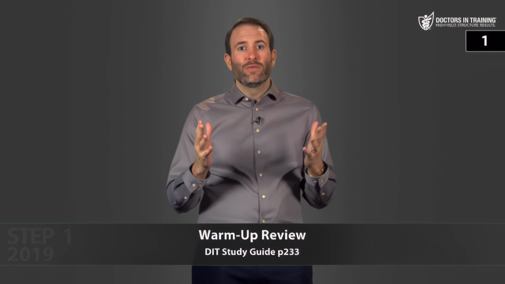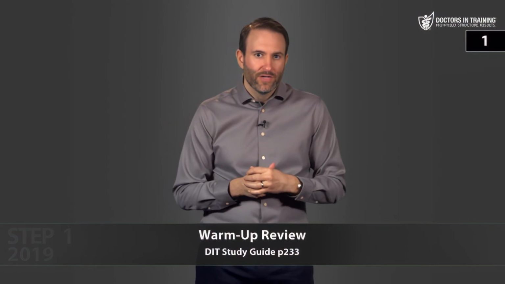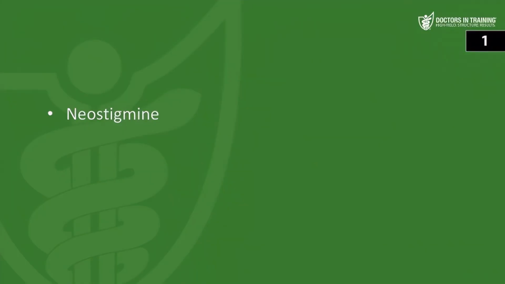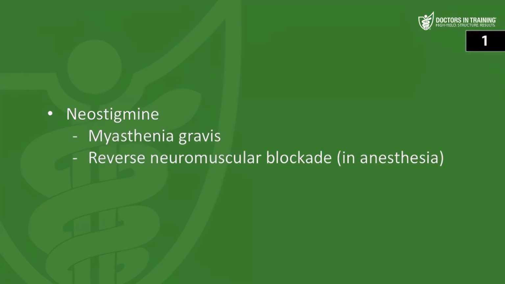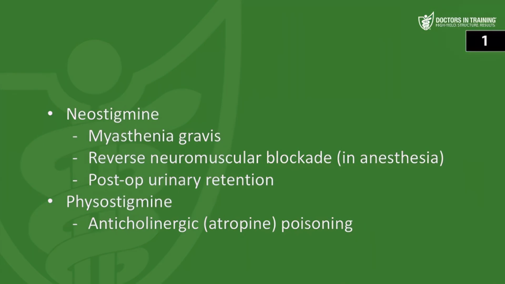Now all of these are going to be anticholinesterases which inhibit the enzyme acetylcholinesterase. So that acetylcholine is going to end up staying around longer. So the first one here is neostigmine. That can be used to treat myasthenia gravis and to reverse neuromuscular blockade in anesthesia. You can also use neostigmine to treat post-op urinary retention. Next we have physostigmine. That's going to be used to treat anticholinergic poisoning like atropine poisoning.